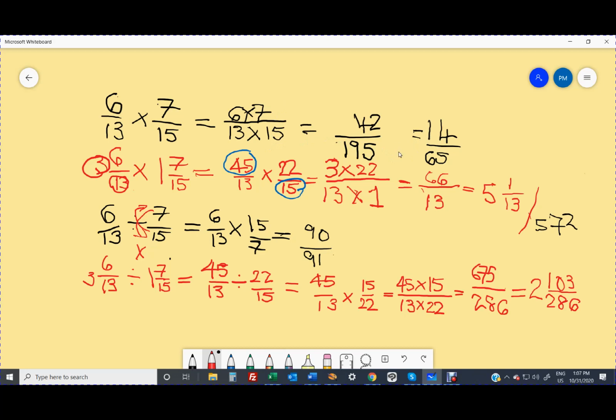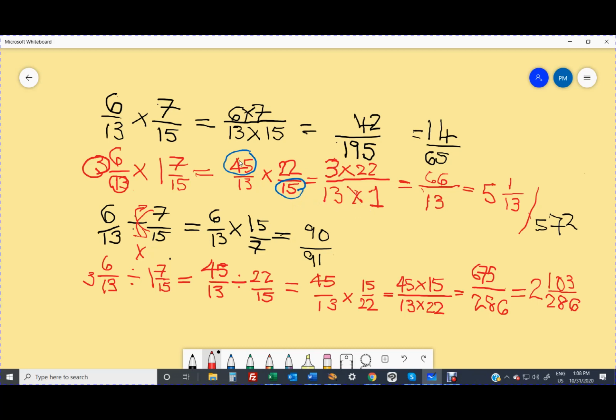We managed to reduce it to 14/65ths. The next equation was a little bit more difficult, but because it was not a true fraction, and it's impossible to work unless you use true fractions, we converted them to true fractions, 45 over 13 and 22 over 15. We then multiplied it out.